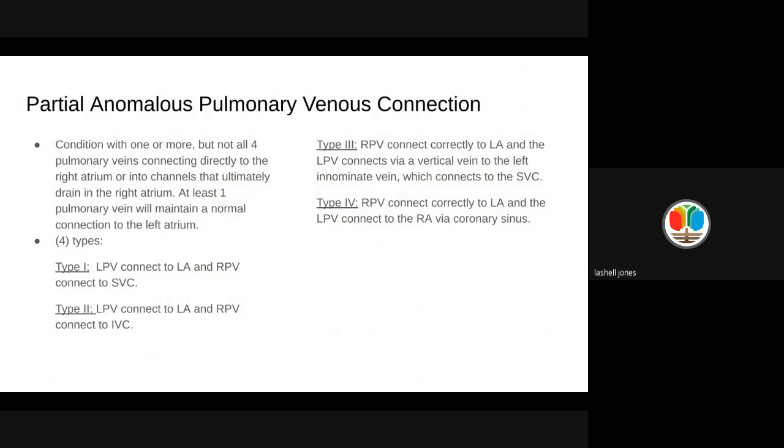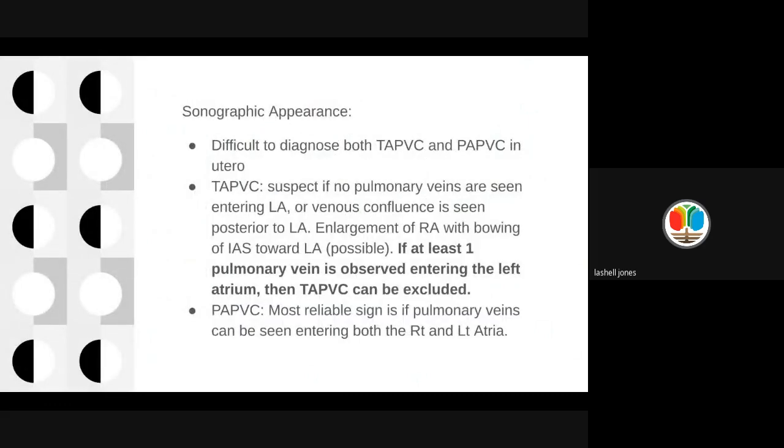We have to demonstrate 2 pulmonary veins on every level 2. We have to sample a right and a left. And by us doing that, we are ruling out both total and partial anomalous. Okay, and that's for all of our level 2s that come in. Okay, now it says here it's difficult to diagnose both total anomalous pulmonary vein connection versus partial.